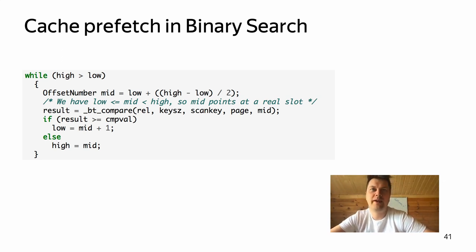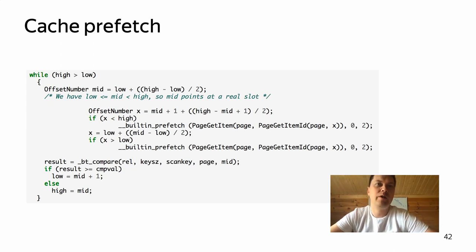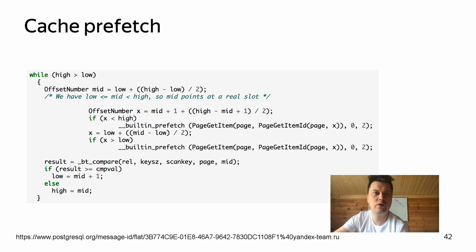Also, we could make binary search better even with the same level of abstraction. For example, here we see the code for binary search in a B-tree, and it does a comparison for the middle key and then changes the range of the search. We can invoke built-in prefetch for both items which are potential candidates for the next middle element of the search. Thus, while we are doing btree compare, the memory controller is already busy with cache prefetch, and this saves a few cycles for the CPU. And I will also add here a reference to the hackers discussion for this.